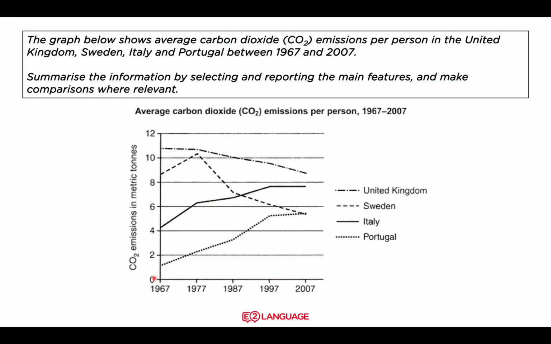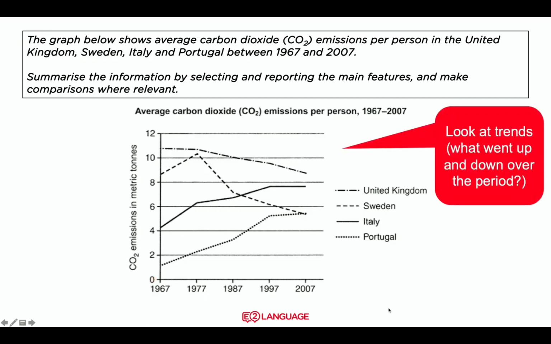Now, change over time means that we want to know what happened over that period of time? What changed? So look at the trends. What went up and what went down? So you can see just by having a quick look that emissions in the UK, which is the top line here, they were high throughout the period, but they did drop a little bit.